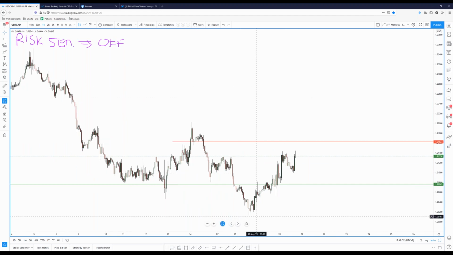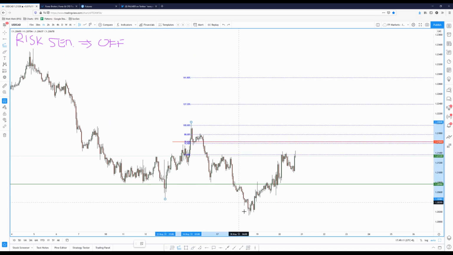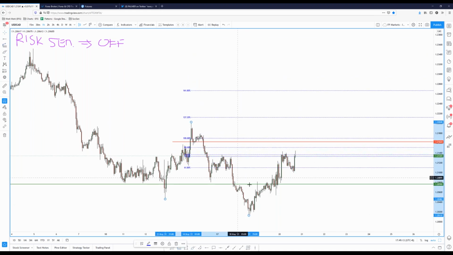Okay, so on the 1 hour, we have a zigzag like that. Now, my bias is for price to make a bounce, right? But whether it will really happen or not, that's a different story. 0.1, 0.2, 0.3, and we're looking for extension.